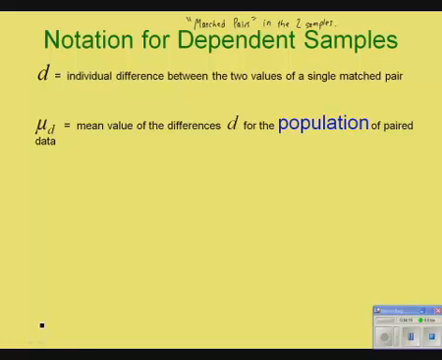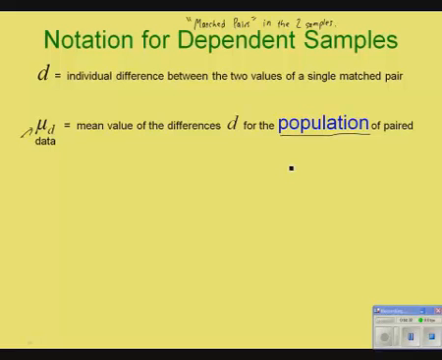I would suggest not writing all this, just looking at it, because it's in the book, and seeing if it would make sense to you. If you saw that symbol, how would you try to read that? Mean of the differences. And that's what it is. And notice, it's also the mean of the differences for the population.